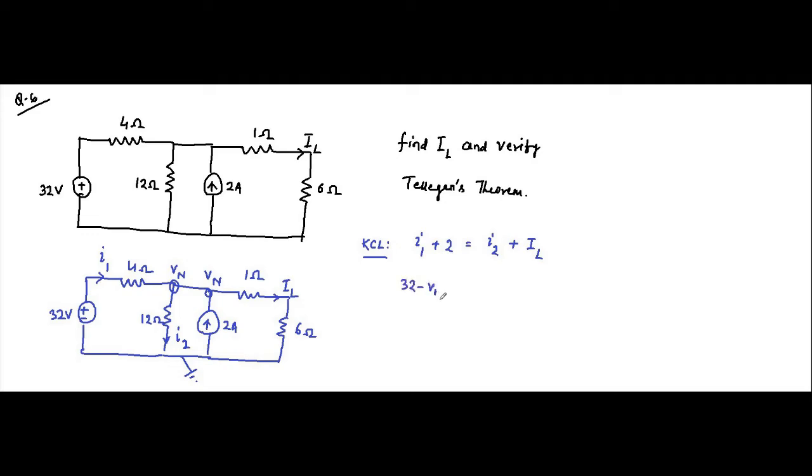minus Vn by 4. Then that is plus 2 is equal to I2. I2 is simply Vn by 12, and IL is Vn by 7 ohm. Okay, Vn by 7 ohm.